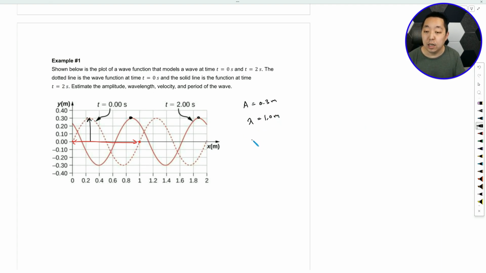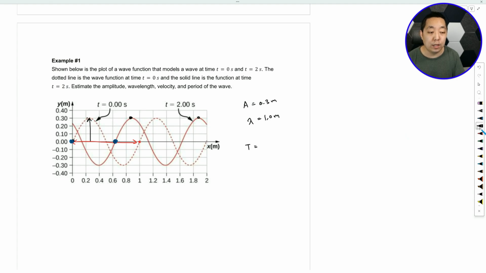The velocity, well, let's get the period first. The period is how long it takes to travel that wavelength. So we're estimating it here. We know that in 2 seconds, it went from here, and then 2 seconds later, where is that position of the wave? It's right here, because this is where it kind of starts. So let me use a different color for that. From there to there is what happened in 2 seconds. That's how far it traveled in 2 seconds.